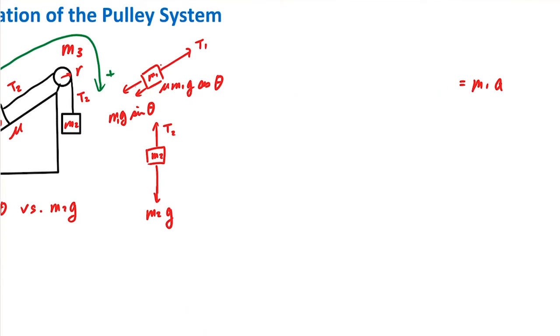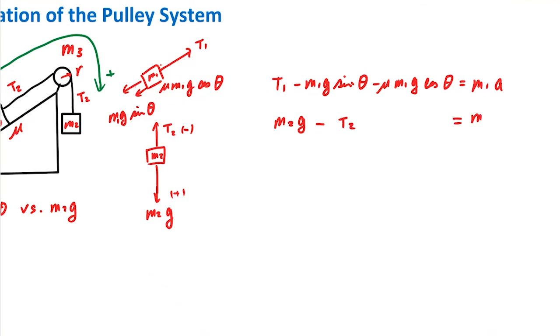Okay? So what I'm going to say here is T1 minus M1G sine theta minus mu M1G cosine theta is equal to M1A in that positive direction. Good? Okay, from here, now this is positive direction and this is negative direction, right? So what we have here is M2G minus T2 is equal to M2A. Are we good?